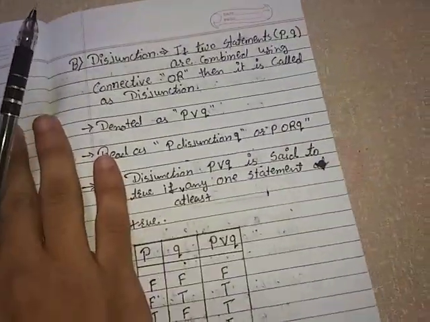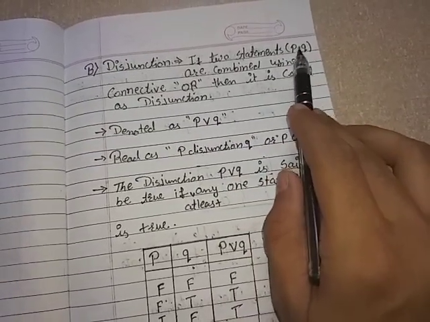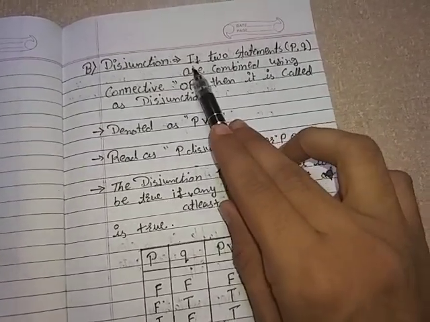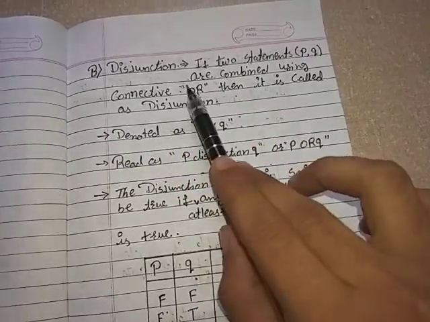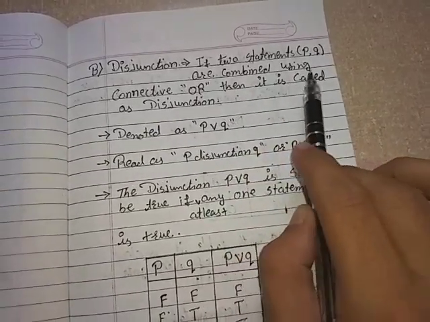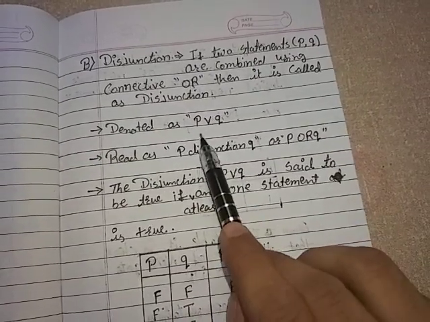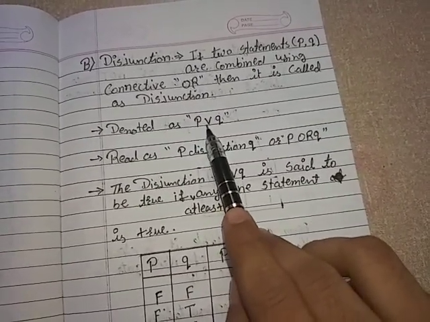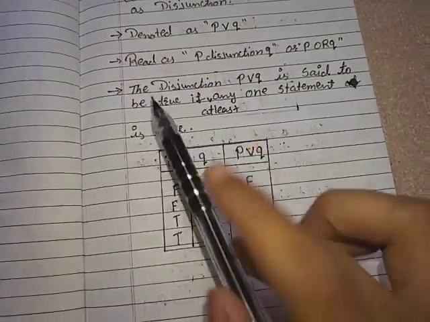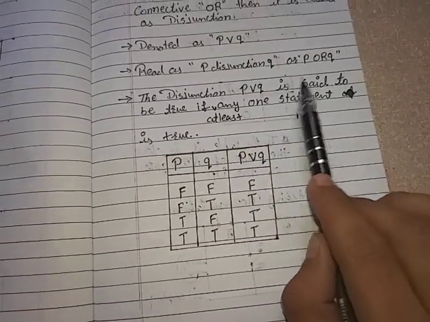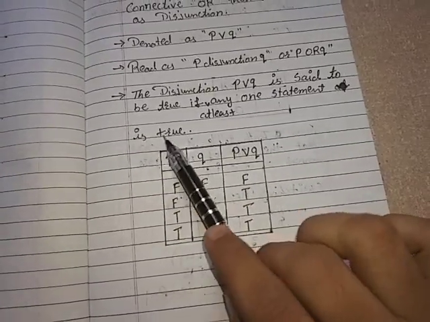Now let's see mathematical disjunction. If two statements p, q, both in small letters, are combined using the connective OR, then it is called a disjunction, denoted by the symbol ∨ and read as p disjunction q, or p or q. The disjunction p or q is said to be true if at least one statement is true.